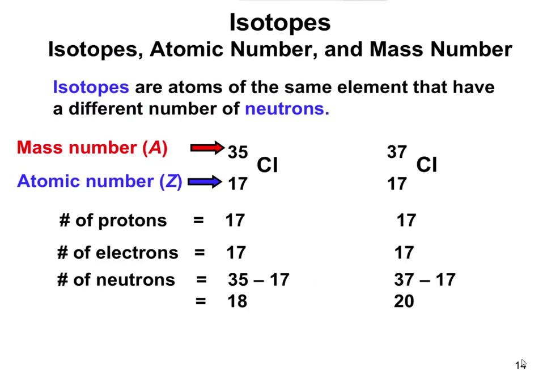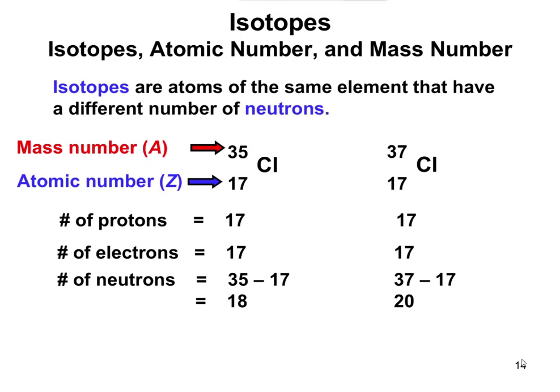Okay, so the idea of an isotope is to say that there are some elements that will have a different number of neutrons. So here's an example with chlorine. Actually, before I go into the example, the way this is written here is chlorine, that's the element symbol. The mass number is written here in the upper left, and the atomic number is written down below.